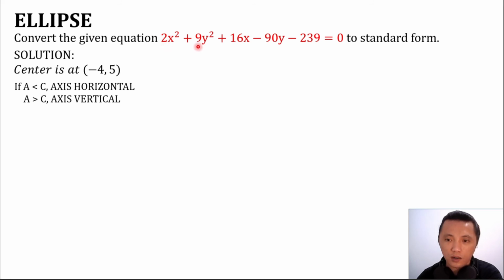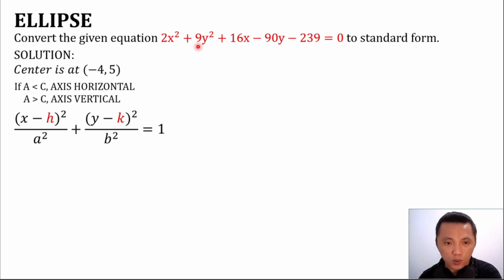So therefore, the standard form that we will use is this one. So we have here (x − h)²/a² plus (y − k)²/b² equals 1. So the axis is horizontal, therefore a should be under x. Okay, so this is both positive since this is an ellipse. So now we have the value of h and k, but we don't have the value of a and b. In the previous example of a circle, we solved for the value of r squared by using the given equation.